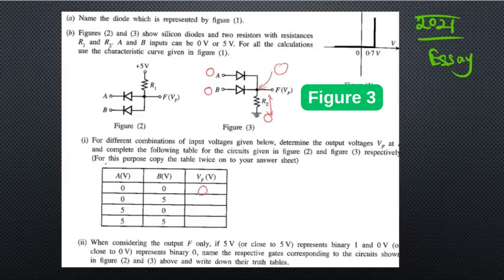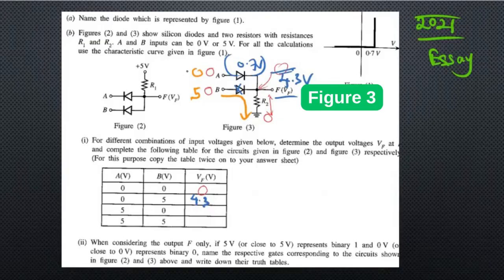Now it will change here, because here it will be 0, but here it will be 5, so there will be a current towards here, right? Then the potential difference across this diode, silicon diode, will be 0.7 volt. So 5 minus 0.7 will be 4.3 volt. So across R2 there will be 4.3 volts, so the potential at F is 4.3.